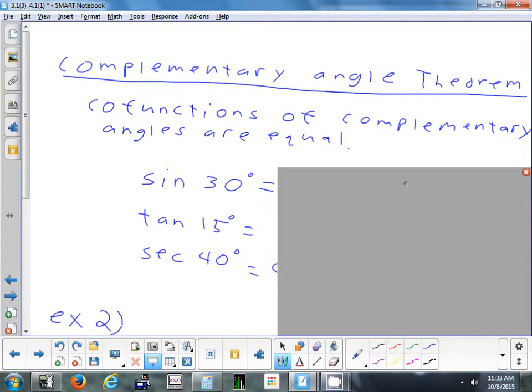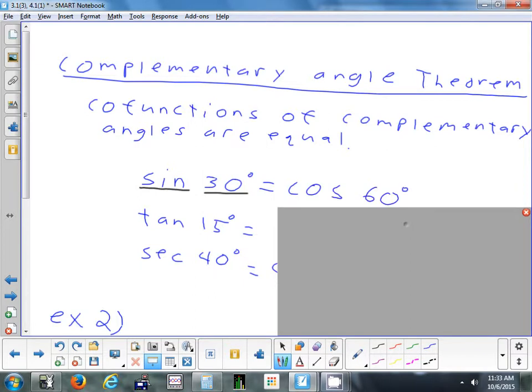Right, so let's see if we can figure out just a couple numerically. I've got sine, and I've got 30 degrees. What's the cofunction for sine? Cosine. Okay, that's the cofunction. And what's the complement of 30? 60. Those two things are exactly the same.